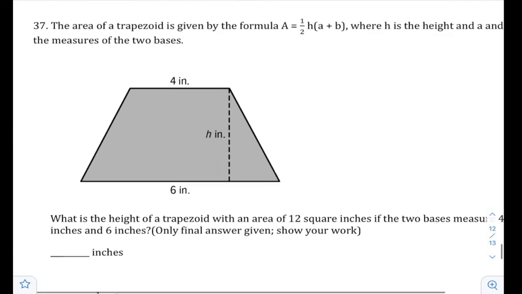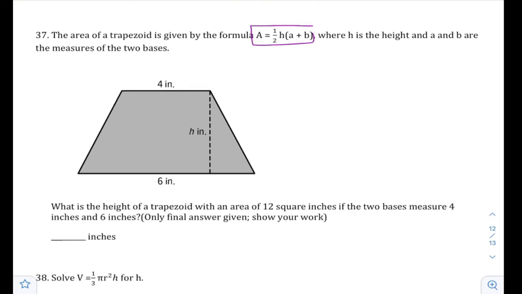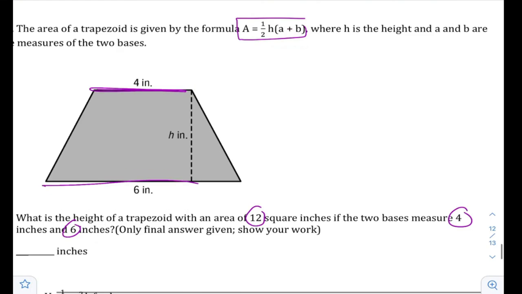Now this is another geometry problem. The area of the trapezoid is given by this formula where h is the height, a, b are the measures of the two bases, this one and this one. And what is the height of the trapezoid with area 12 and the two bases are 4 and 6 inches? Let us solve for h.